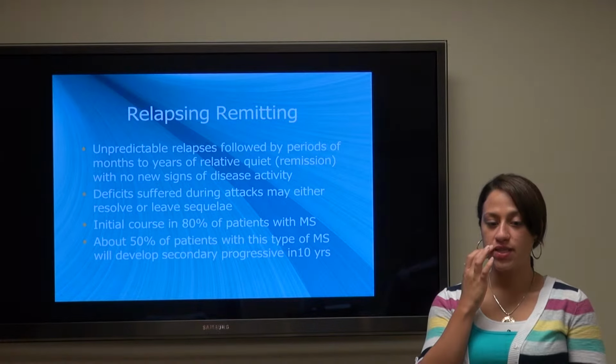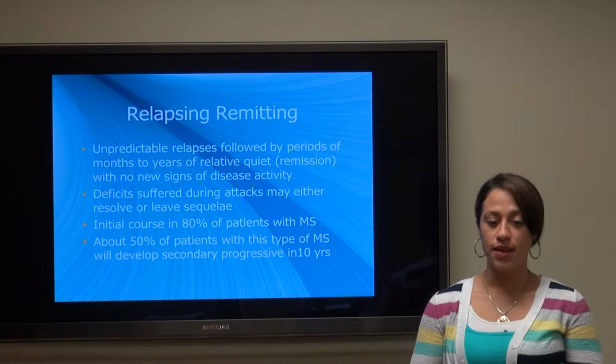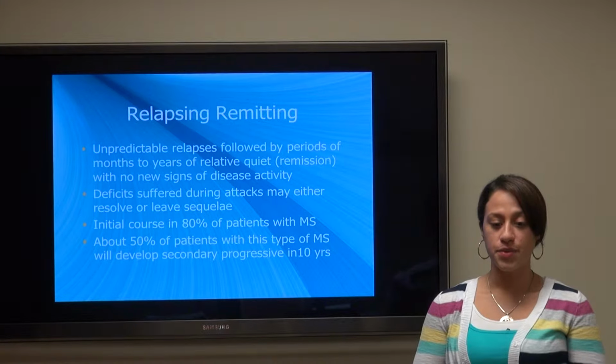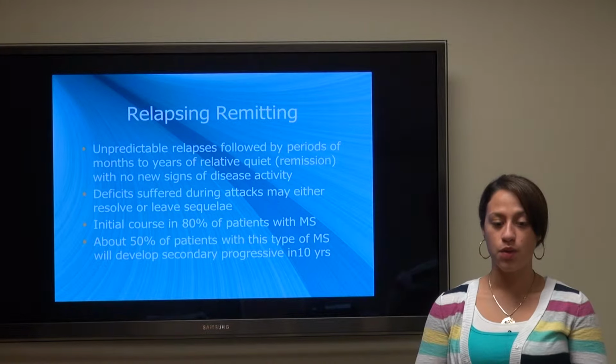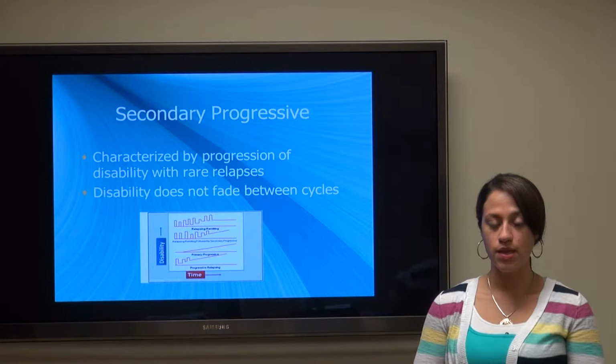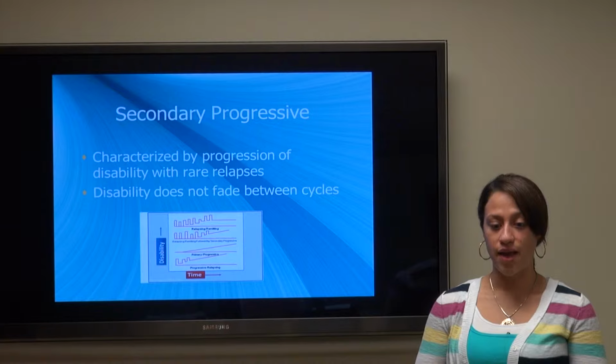Deficits suffered during attacks may either resolve or leave some sequelae. This is typically the initial course in about 80% of patients with MS. About 50% of patients with this type of MS will develop secondary progressive within 10 years. Secondary progressive, on the other hand, is characterized by progression of disability with rare relapses. Disability typically does not fade between cycles.